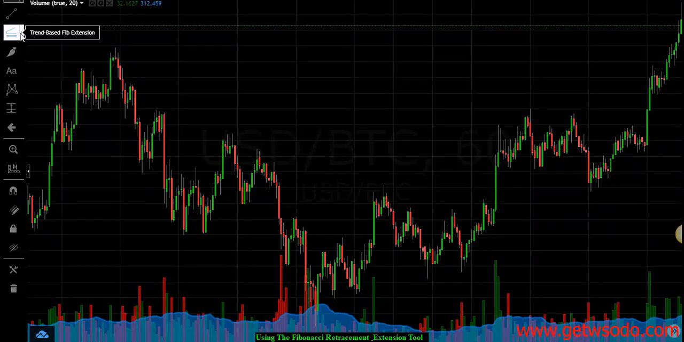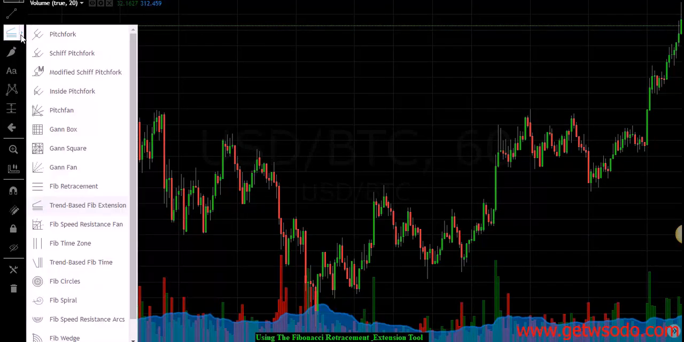So it's this tool right here that you're going to use. You have trend-based Fibonacci extension. If I click this, there's a whole bunch of tools in here. The ones we're going to use are the Fibonacci extension and the retracement. We will start with the retracement, okay?